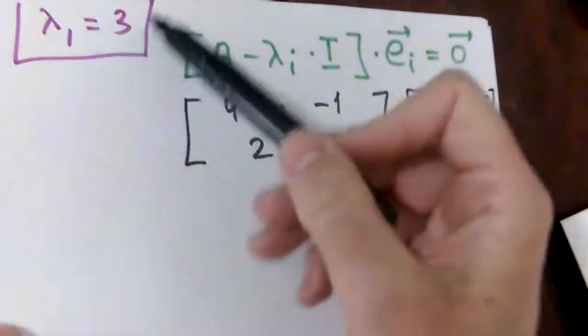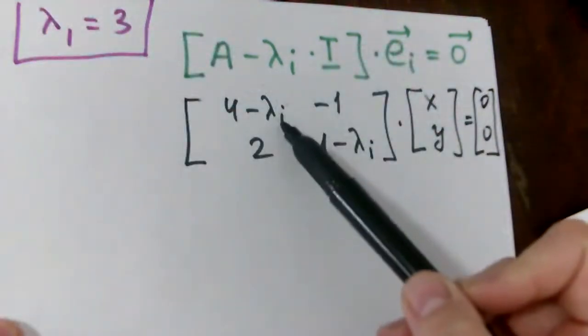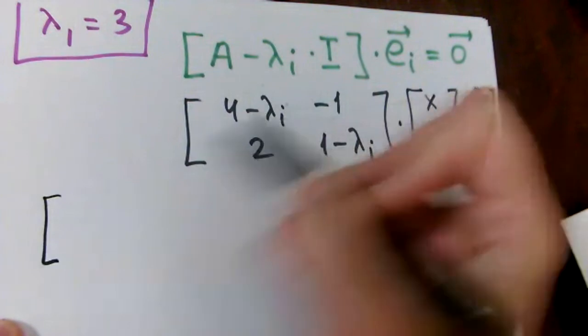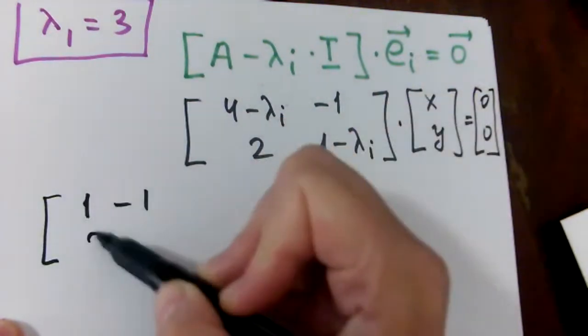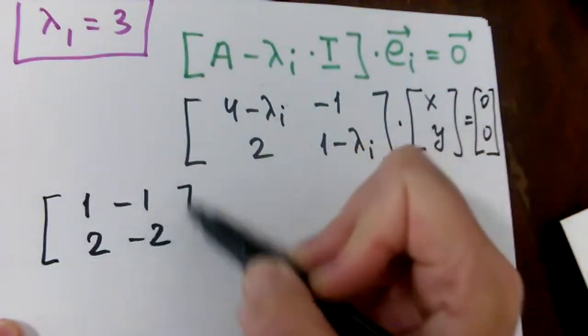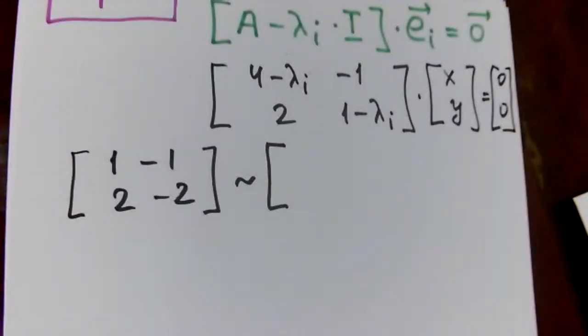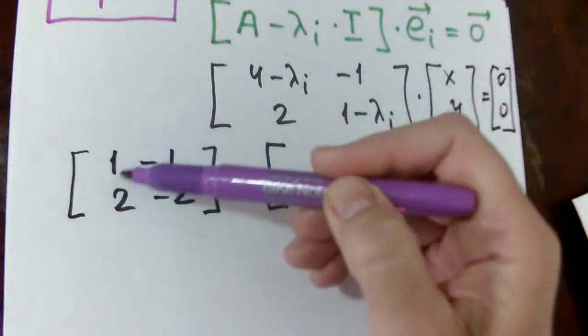So let's start dealing with this first lambda. Lambda 1 should be substituted here, which is 3. So we will have matrix 1 minus 1, 2 minus 2. As you can see, very small matrix. But again, you can apply the same algorithm. Why not? Our algorithm says that in the first place, you need 1 in the top left corner.